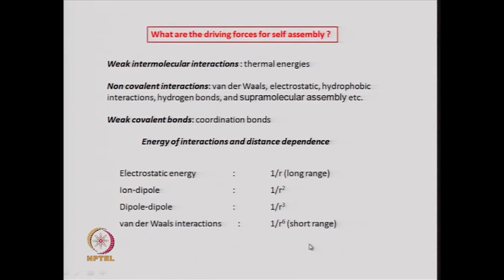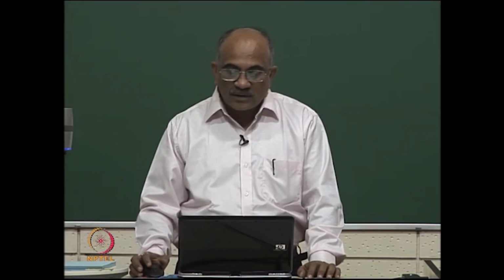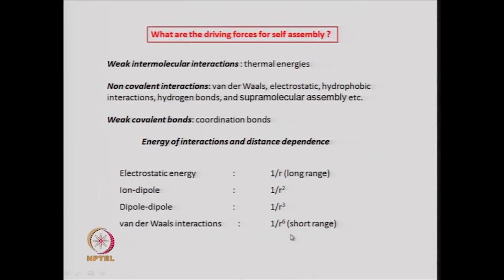That means they can be seen only at very small values of r. If the r value is higher, you do not get any van der Waals interaction. So, they are very short range forces, since the energy is proportional to 1 by r to the power 6. So, you must have a feel for the values of these different interactions when you try to understand the forces which are interacting between molecules and ions during self assembly.